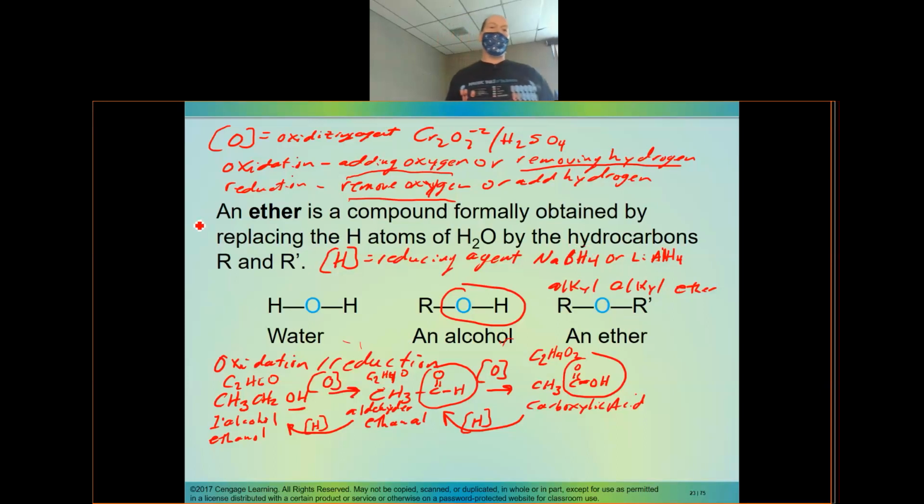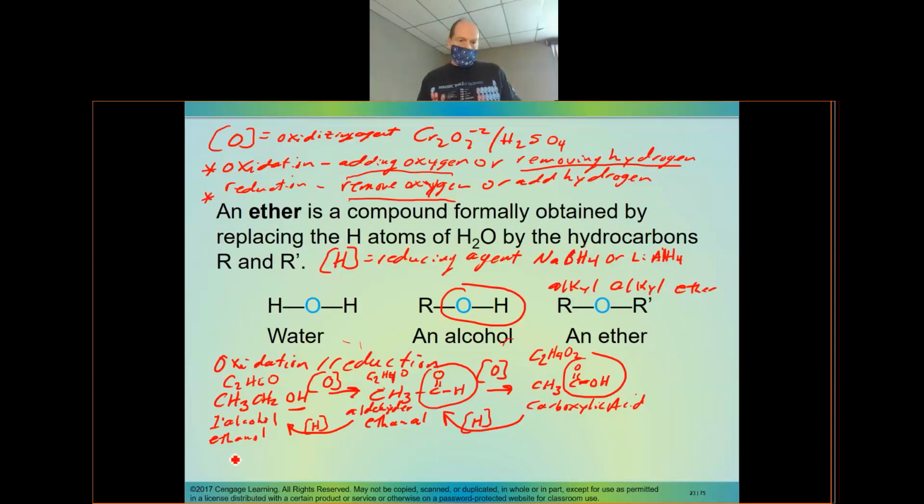All right, so you need to know your definitions for oxidation and reduction in organic chemistry, and that is oxidation: adding oxygen or removing hydrogen; reduction: remove oxygen, add hydrogen. You can count the electrons, you can do all that. It is not normally done in organic. It is just, here's the organic reactant, here's the organic product.